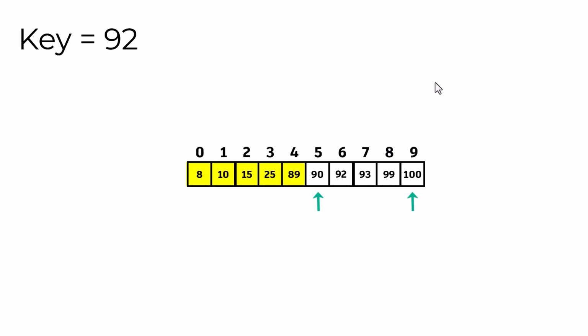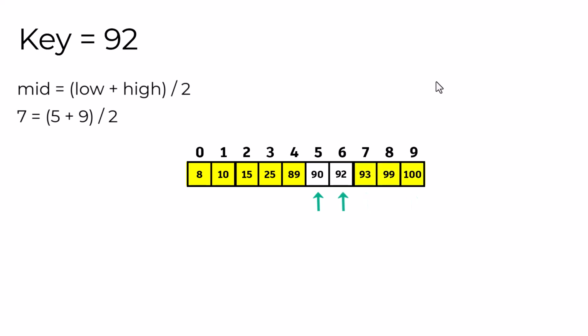So now for 5 to 9, how can we determine the middle index? The solution is very simple. We just need to say our lowest index number plus the highest index number divided by 2. So 5 plus 9 is 14, divided by 2 is 7. Now we have our middle value. We will compare it again, and since 92 is lower than 93, we will keep the first half and remove the second part. So now we just have 90 and 92, which is index 5 and 6. 5 plus 6 is 11, and divided by 2 will give us 5 as an integer.